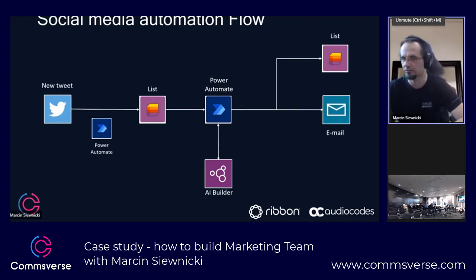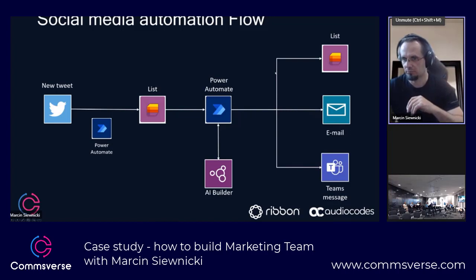I can send an email message if there's something wrong, for example, if someone is complaining a lot on Twitter about my services. Or I can even post a message on a Teams channel with some additional information that something's wrong, to get attention in the marketing department or in the group that is responsible for Twitter or social media. So how does it work?